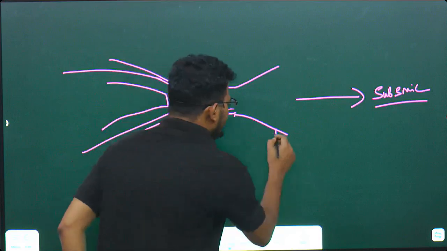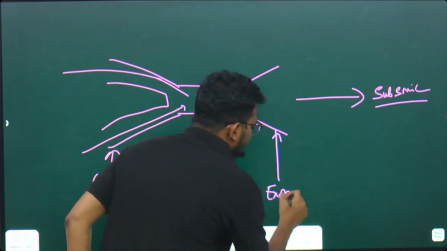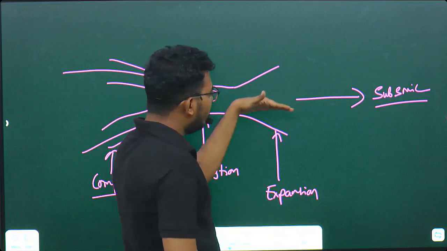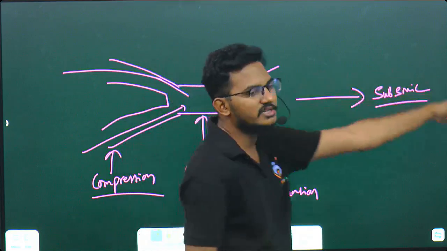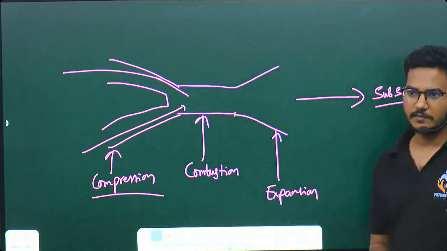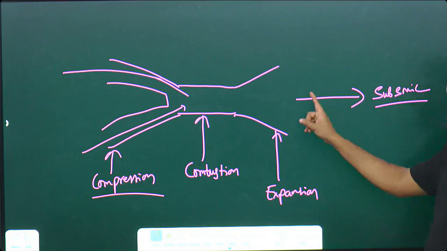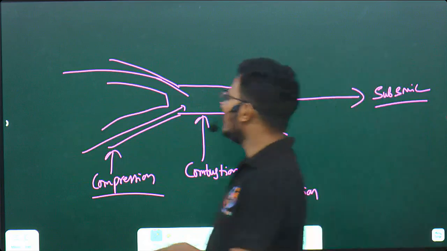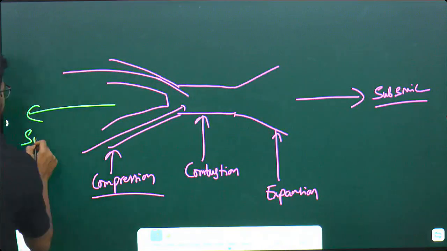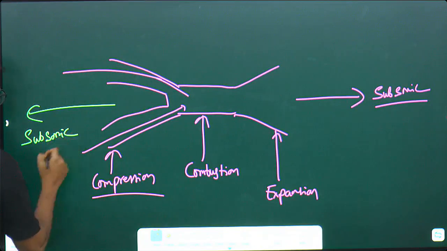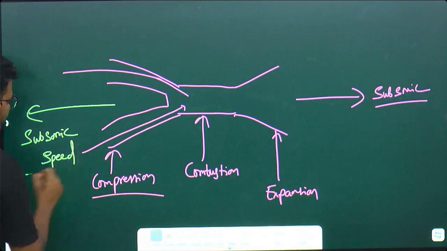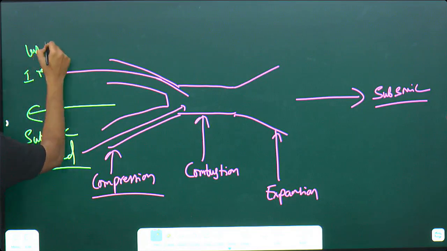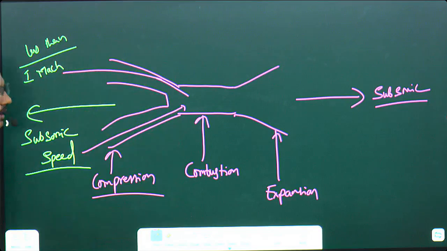So what's happening here? Expansion. Now this pressure will leave the engine at a subsonic speed. Now Newton's third law: for every action there will be equal and opposite reaction. Now this jet plane will travel in subsonic speed, which means less than 1 Mach. Understood?